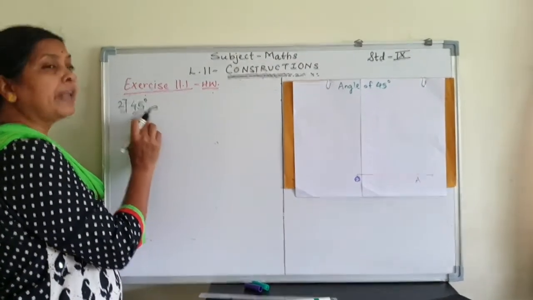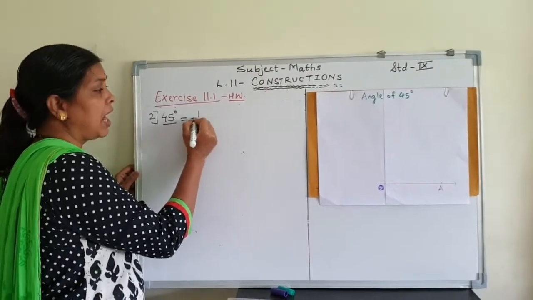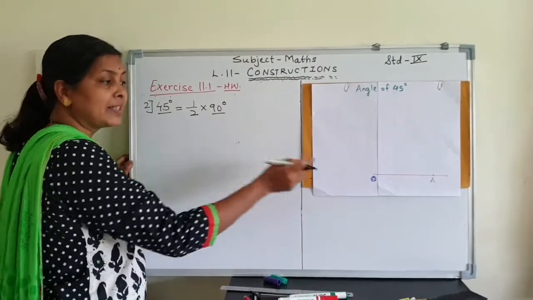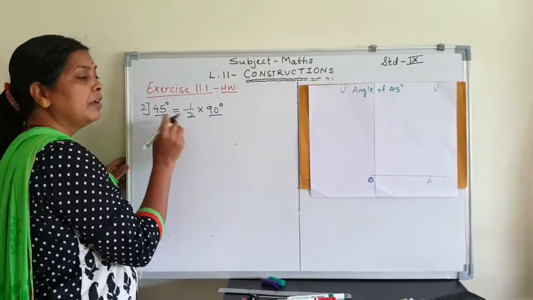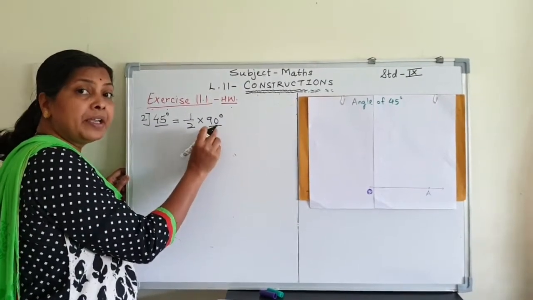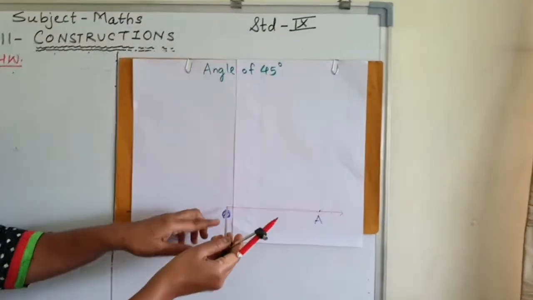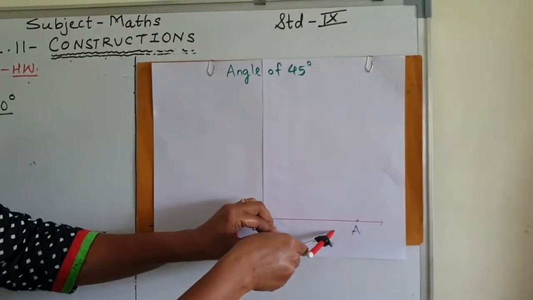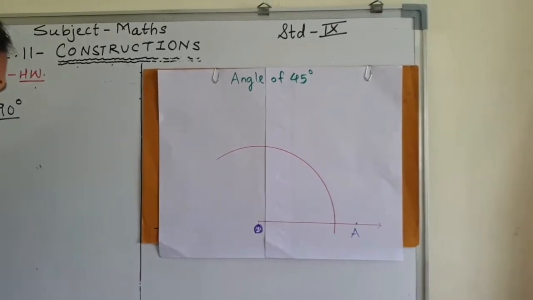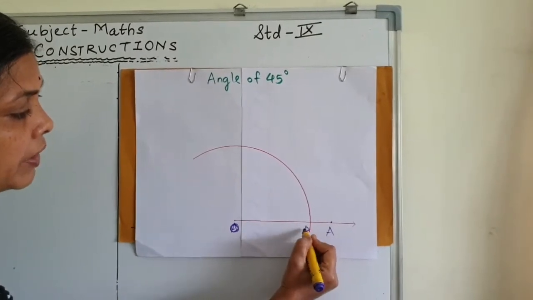Next question is construct angle 45 degree and justify. So you know angle 45 degree is half of 90 degree. So we construct a 90 degree angle first by the same compass and ruler, and then the bisector of 90 degree is 45 degree. So first, same method: taking O as center and some radius, draw an arc which will cut the ray OA. Name it as P.